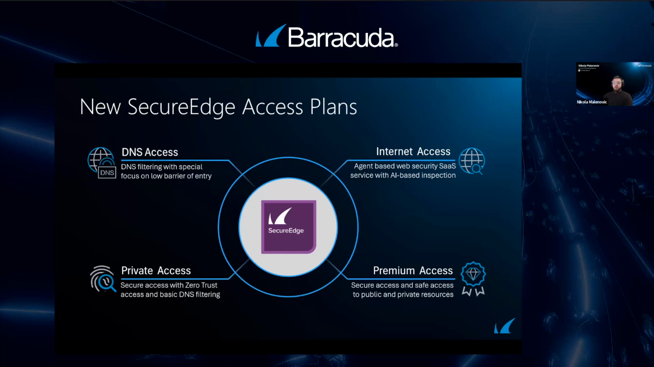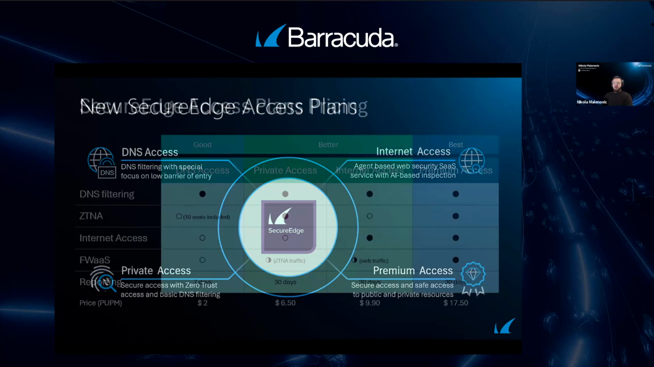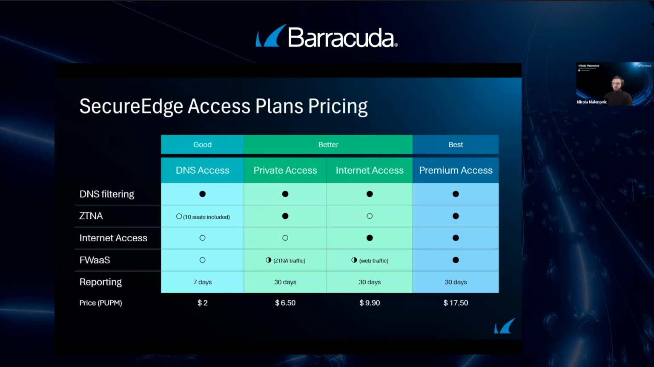Then we have premium access, which is the last. It's the most powerful plan that we have. It combines DNS security, internet access, and private access. So all of the 3 previously mentioned plans bound together, and with this plan, you get pretty much the whole functionality set of Secure Edge with this single plan. All right, let's briefly take a look at the licensing model.